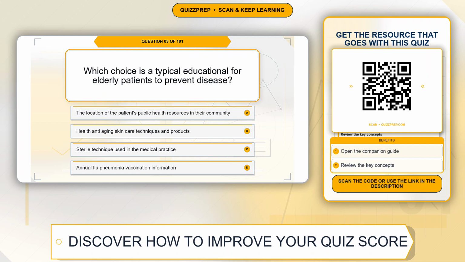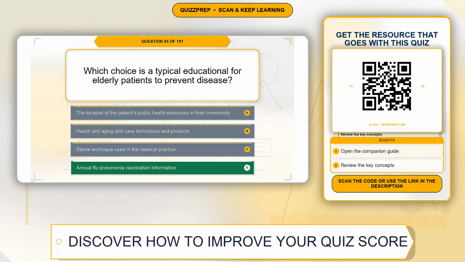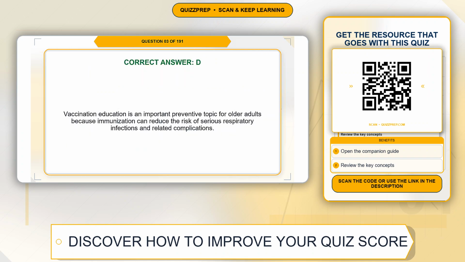Question 3. Which choice is a typical educational topic for elderly patients to prevent disease? Option A, the location of the patient's public health resources in their community. Option B, health anti-aging skin care techniques and products. Option C, sterile technique used in the medical practice. Option D, annual flu pneumonia vaccination information. The correct answer is option D, annual flu pneumonia vaccination information. Explanation. Vaccination education is an important preventive topic for older adults because immunization can reduce the risk of serious respiratory infections and related complications.